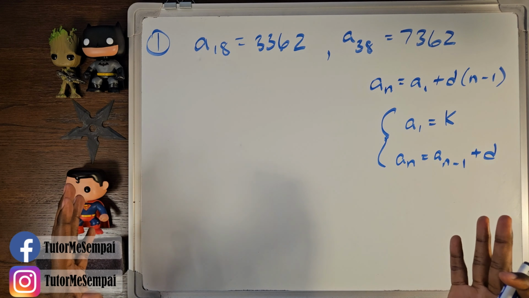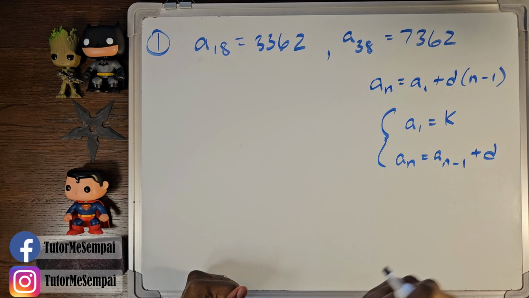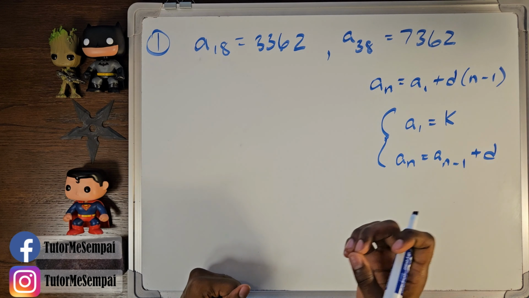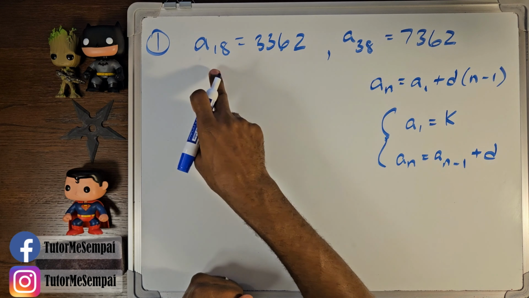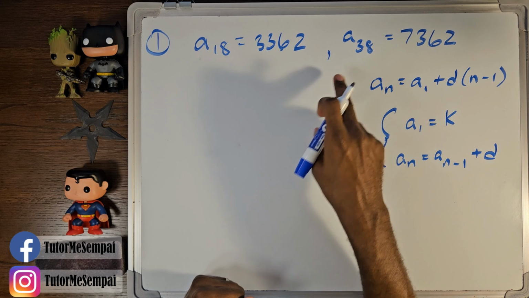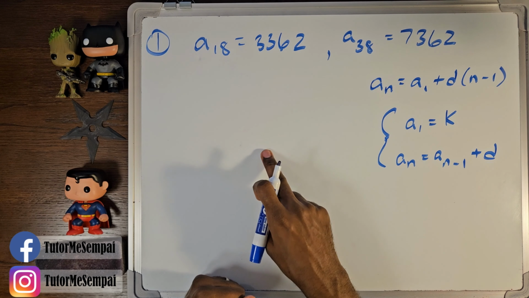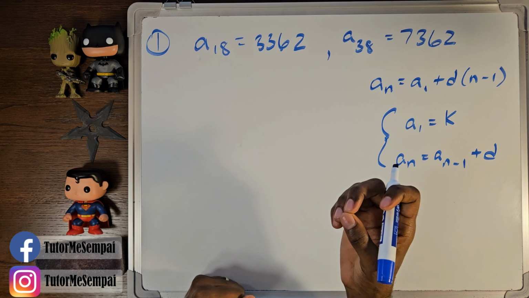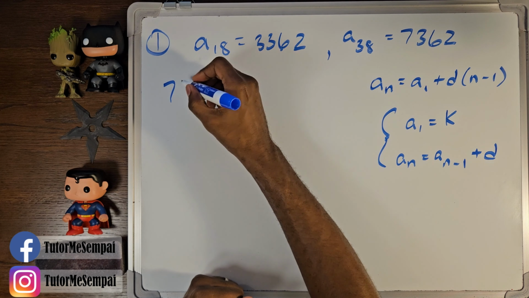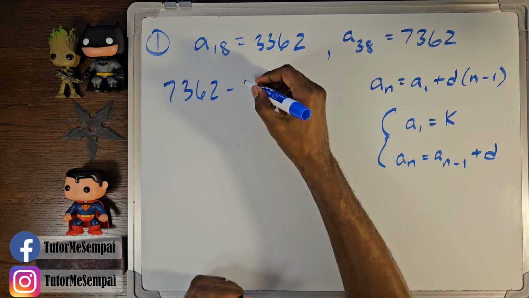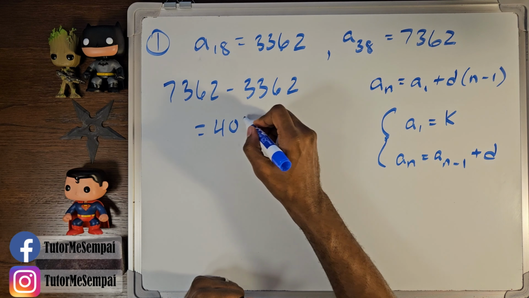Now, the true first step for this particular question would be to jump into some subtraction. We have a few things we can subtract, and we have a few things that we will subtract. The first thing we're going to subtract is the values of our 2 terms. So we have an 18th term and our 38th term. Our 18th term is 3,362, while our 38th term is 7,362. We want to subtract our smaller term from our larger term. So we're going to have 7,362 subtracting 3,362. And when we do that, we get 4,000.